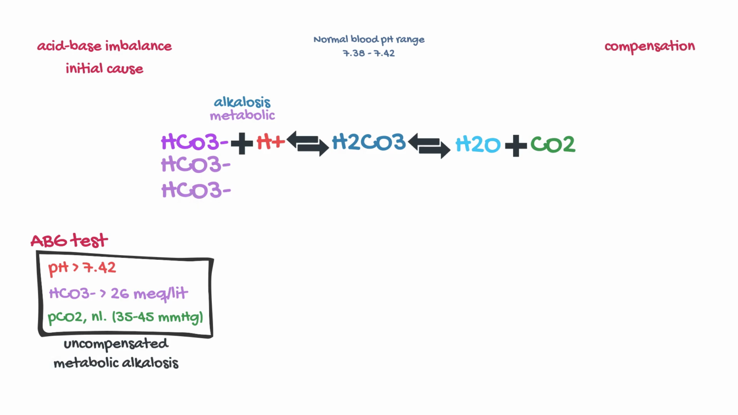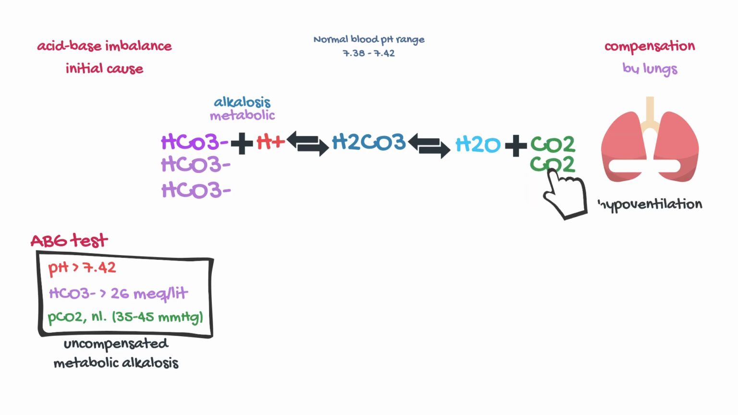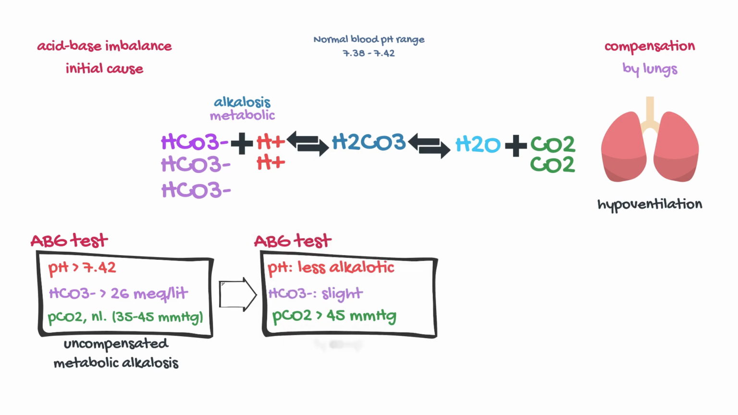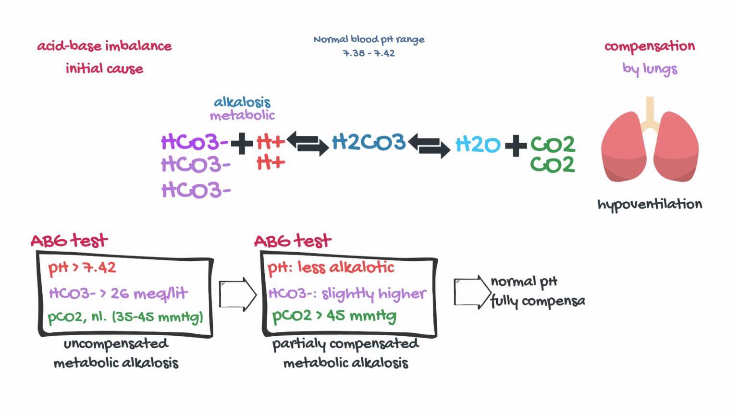To compensate metabolic alkalosis, hypoventilation will be induced by our autonomic nervous system, which increases the level of CO2. Extra CO2 shifts the equation toward increasing hydrogen ions, which in turn leads to partially compensated metabolic alkalosis, with improvements in levels of pH and bicarb, toward a fully compensated situation.